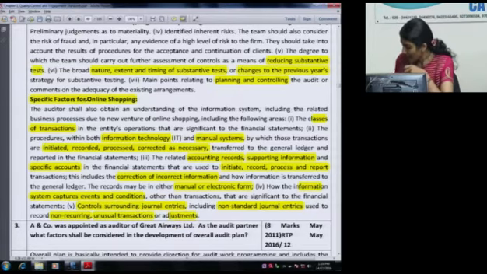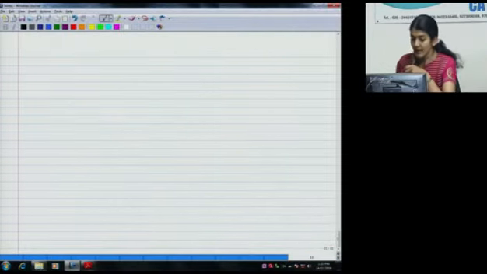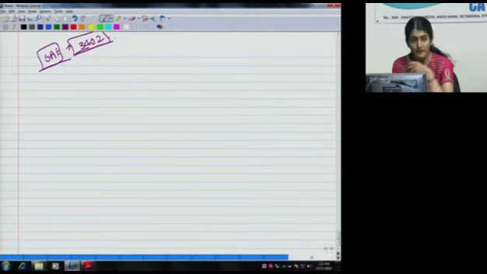Right, so for specific factors for online shopping, near that you will write down SAE 3402.